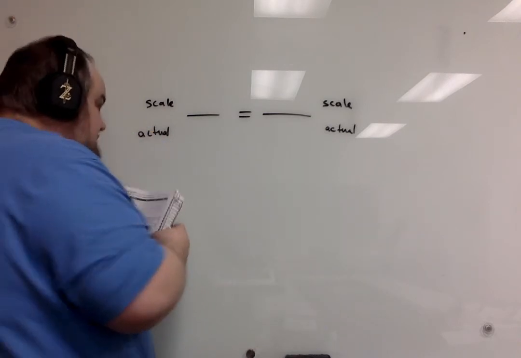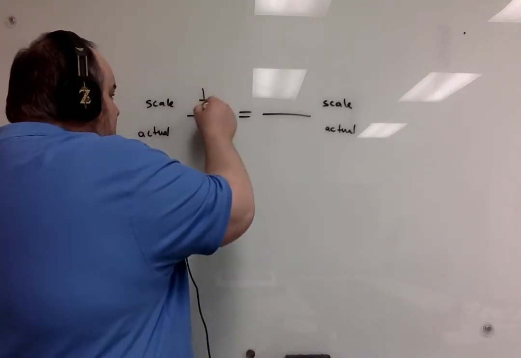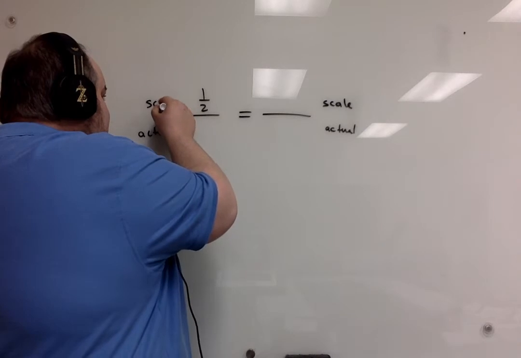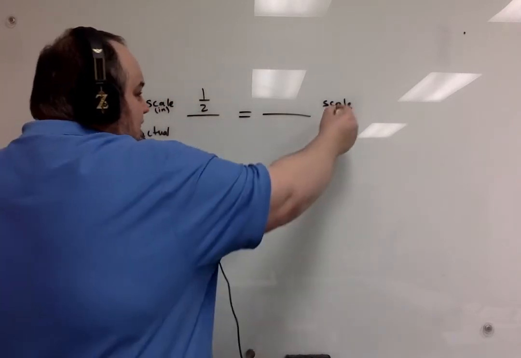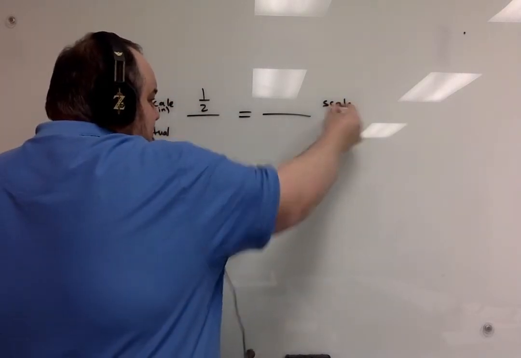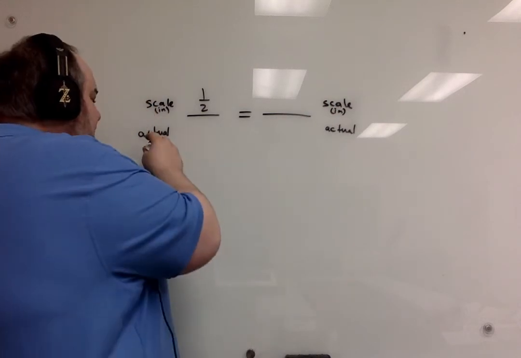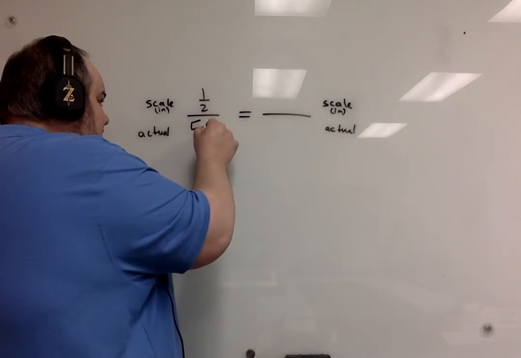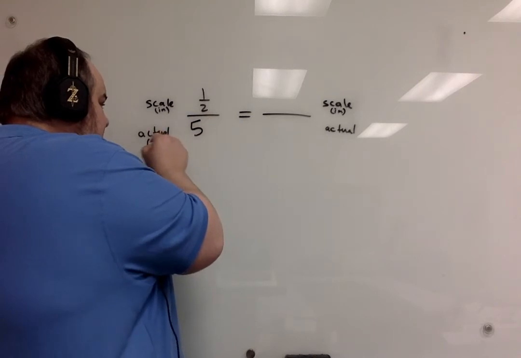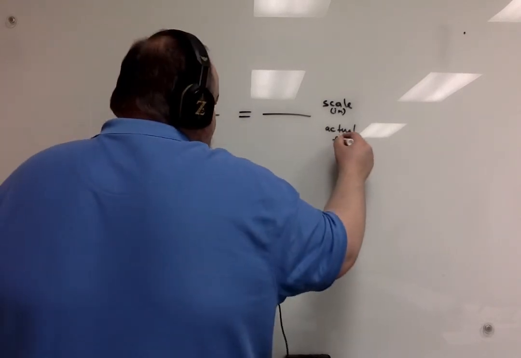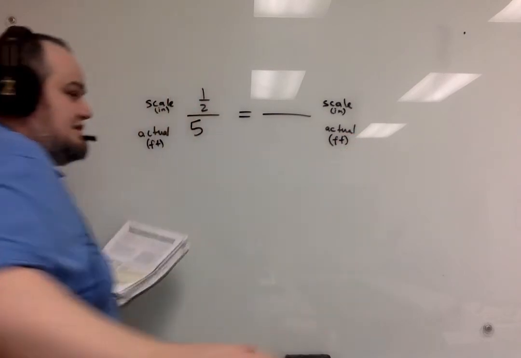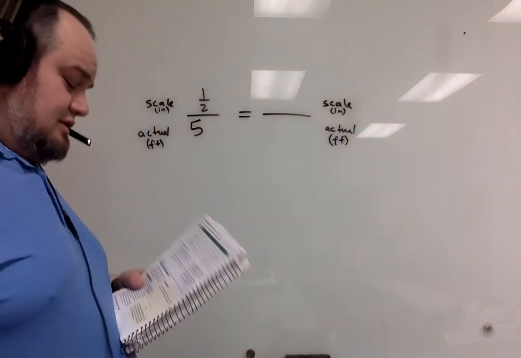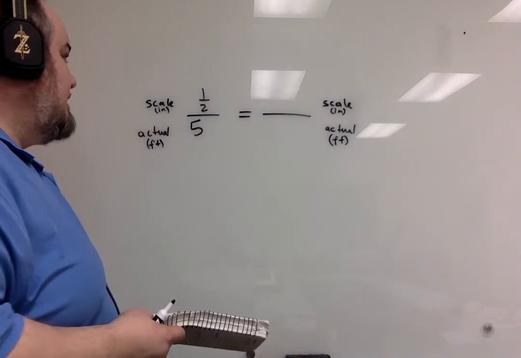So for example, this one says 1/2 an inch. So the scale here is in inches. And then that means this scale is also in inches. And then the actual amount for our first part is 5 feet. So this is in feet. So that means our actual amount over here is going to be in feet. And that's important when we're solving this proportion, because we need to know where the other parts go.